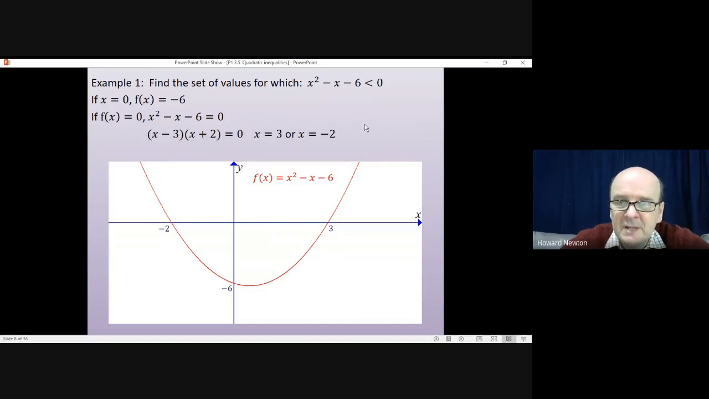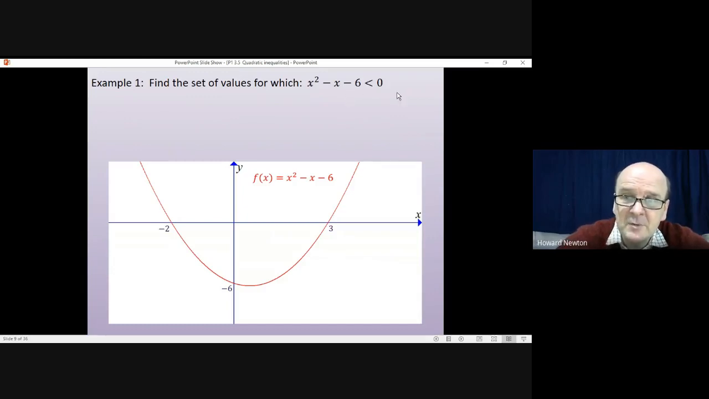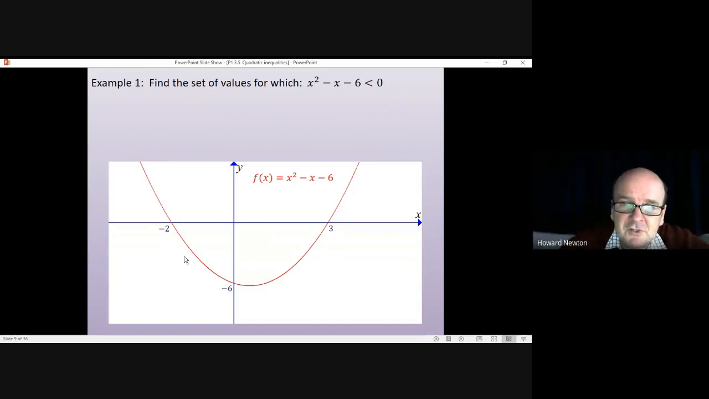Then we just need to come back to the question and what we were actually asked to do, which was, when is this function less than 0? Less than 0? That means it'll be beneath the x-axis. So the function is less than 0 from -2 up to 3. And everywhere else is bigger than 0. It's above the axis. And that'll be the answer. The required set of values is x lies between -2 and 3.